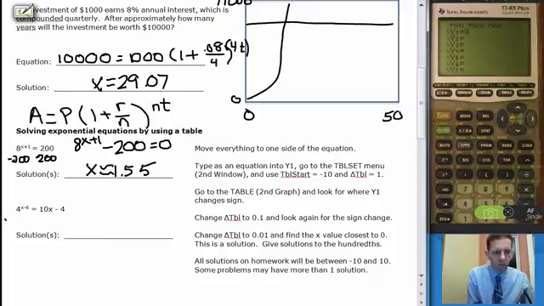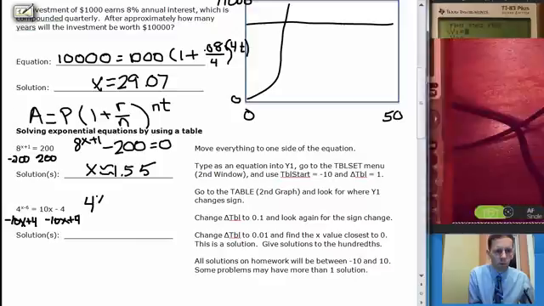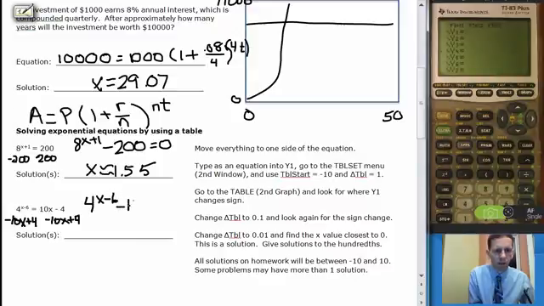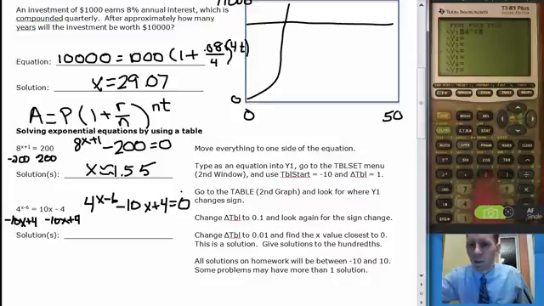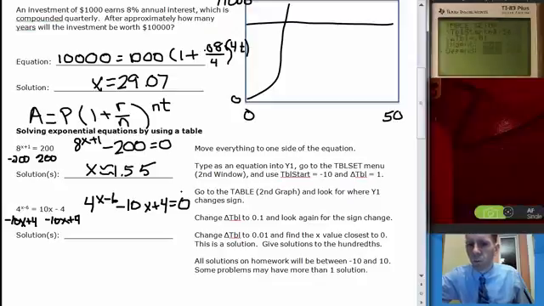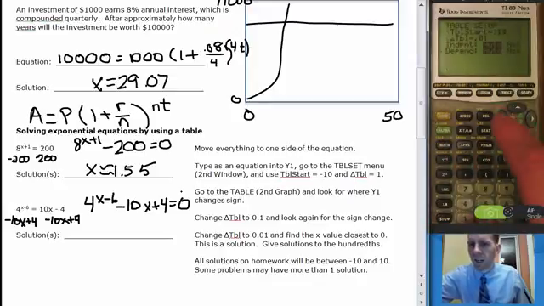If I subtract 10x from both sides and add 4 to both sides, basically everything on the right side of the equation will cancel, and I'll have 4 to the x minus 6 power minus 10x plus 4 equals 0. We're going to do 4 to the x minus 6 power minus 10x plus 4. And again, I'm going to start by going to second window. We're going to do a table start of negative 10 and a delta table of 1.